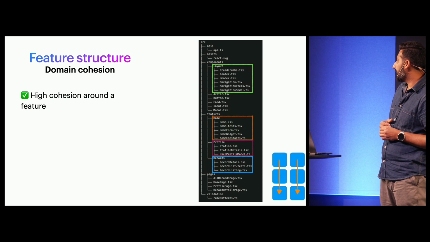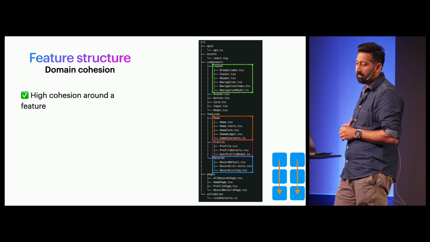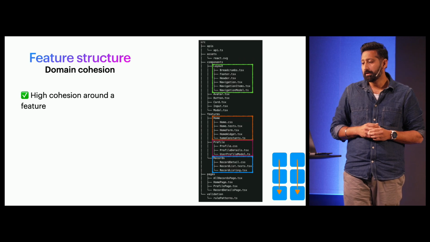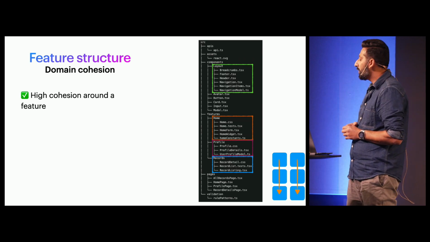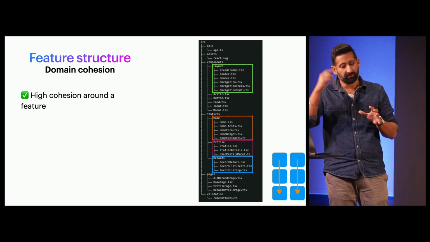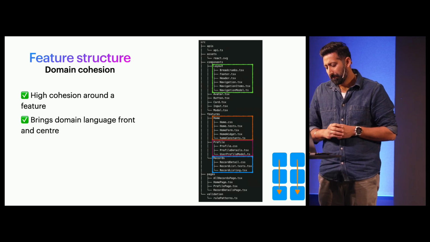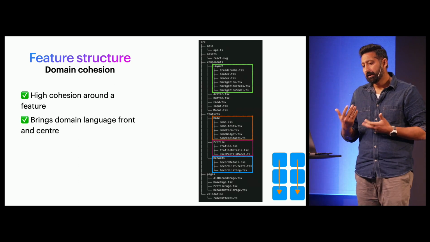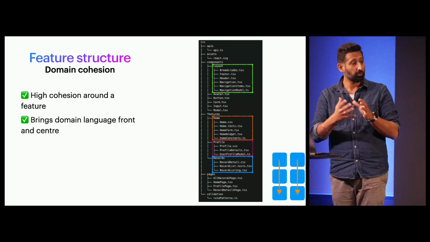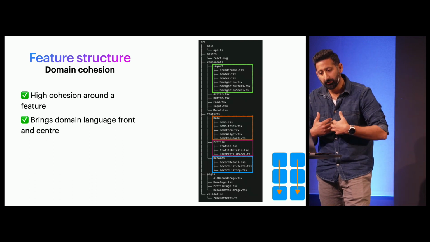Now, this makes reasoning and working around a feature a lot easier, in my experience. It means that when I'm in the home feature, that's where my code is going to be changing. I don't have to navigate across the whole application. And it's easier then to bring the domain language, the actual application, the need you're trying to solve with the application, into the code.